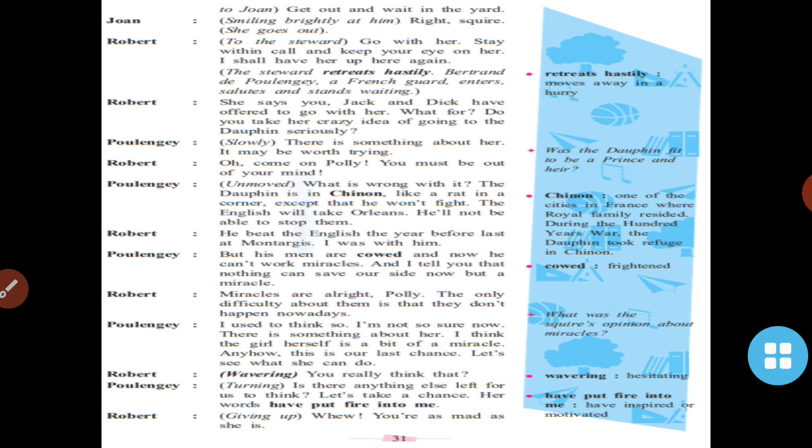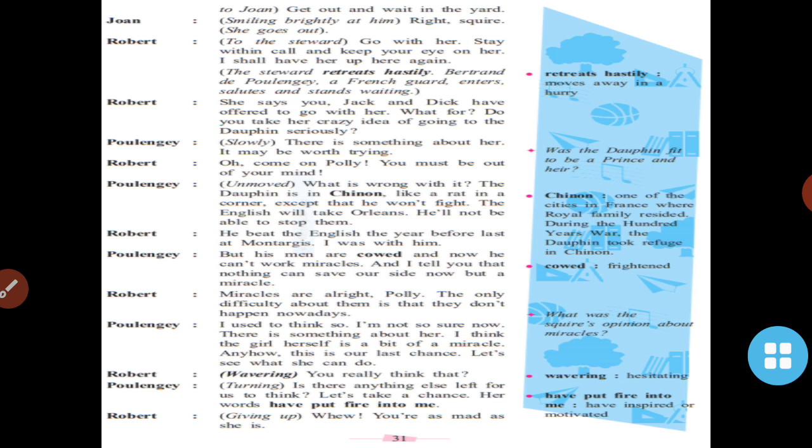Okay, the Dauphin is at Chinon. Now, what is the meaning of Chinon? Chinon is one of the cities of France where the royal family resided during the Hundred Years of War, and the Dauphin took refuge in Chinon. Like a rat in a corner, except he wants to fight. The English will take Orleans and he will not be able to stop them.